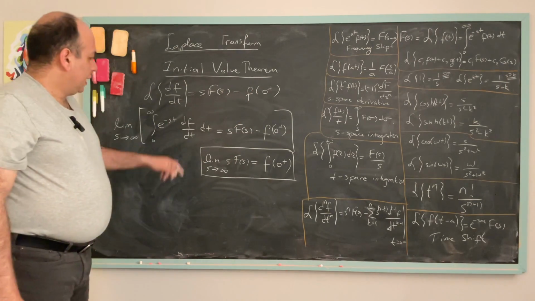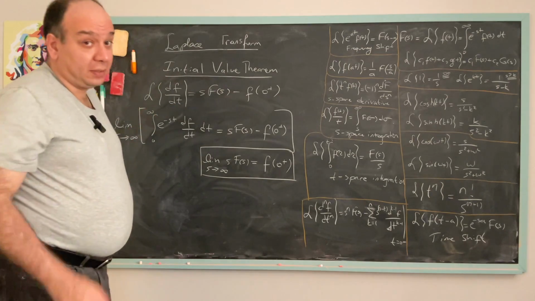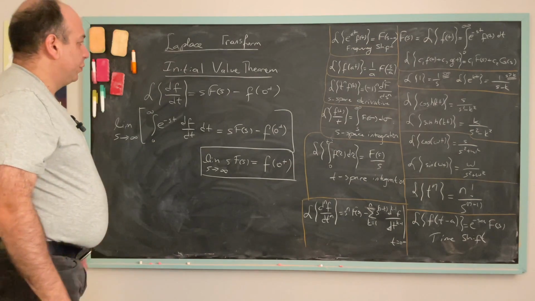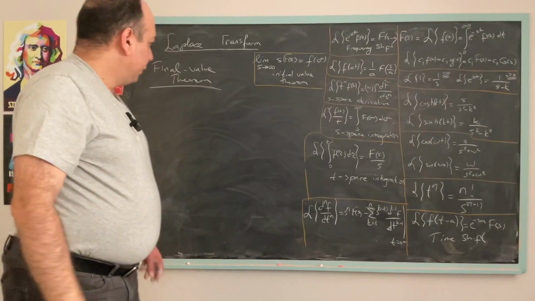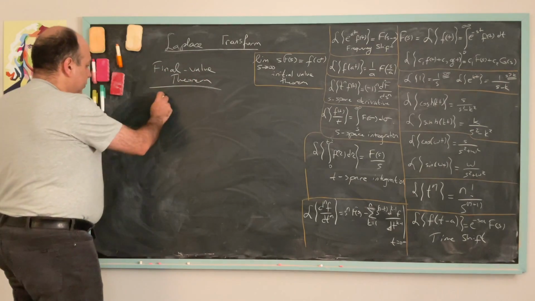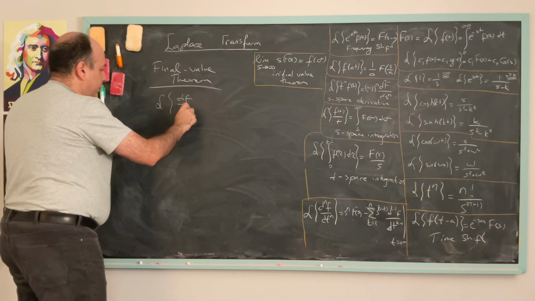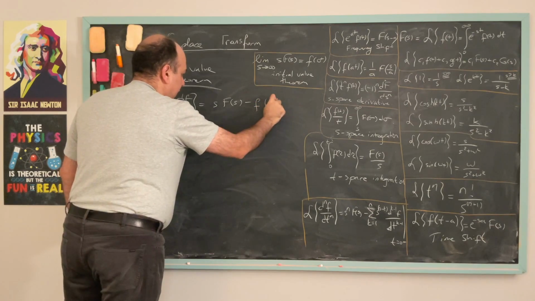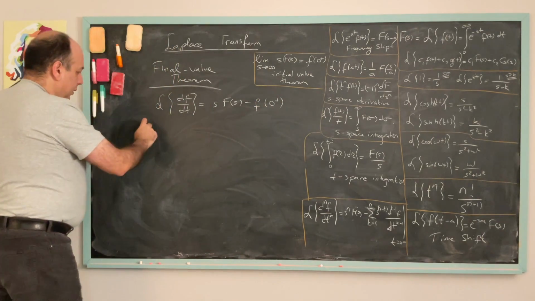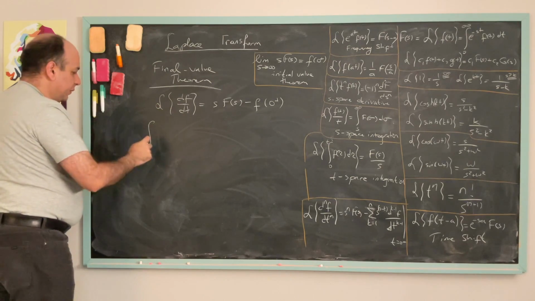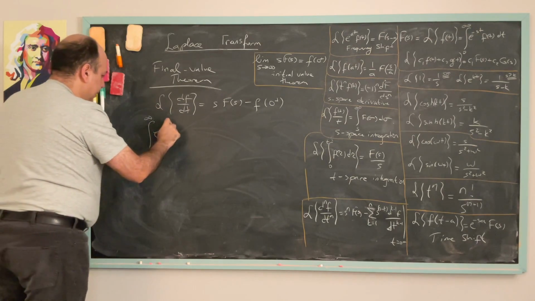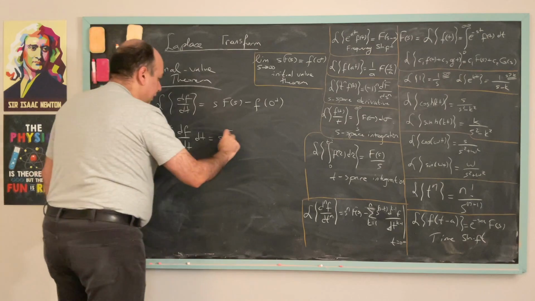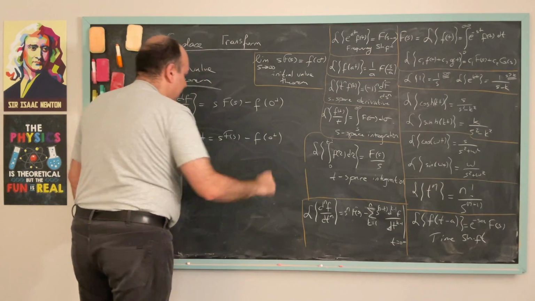Okay? So now we are going to discuss the final value theorem. And it's going to be our last discussion on the Laplace transform. And then we are going to solve a problem. Now we will talk about the final value theorem. So I'll be using the same Laplace transform as s F(s) minus f(0+). The definition of the Laplace transform gives me the integral from 0 to infinity of e to the minus st df over dt dt, which is equal to s F(s) minus f(0+).